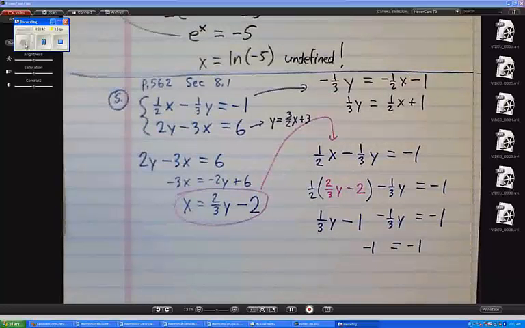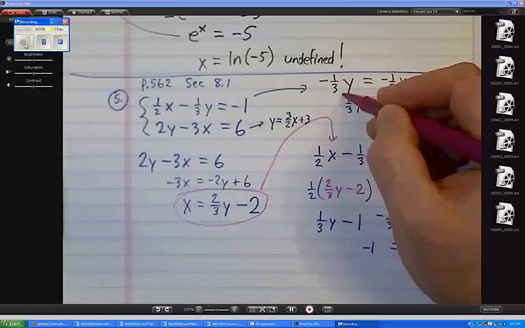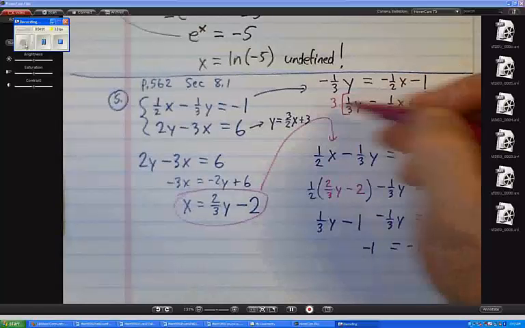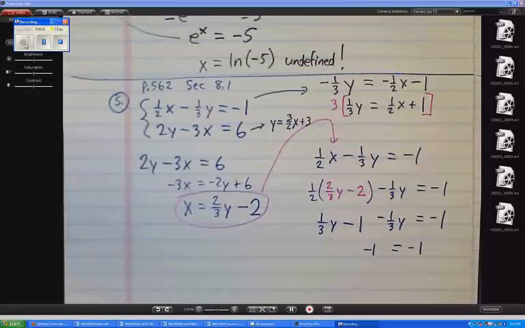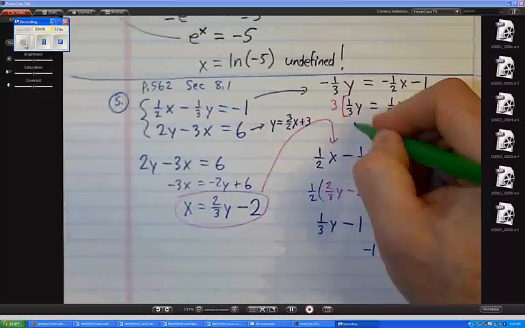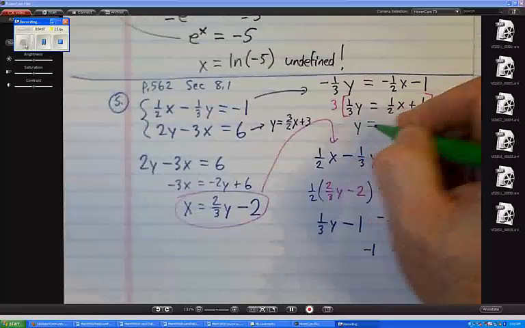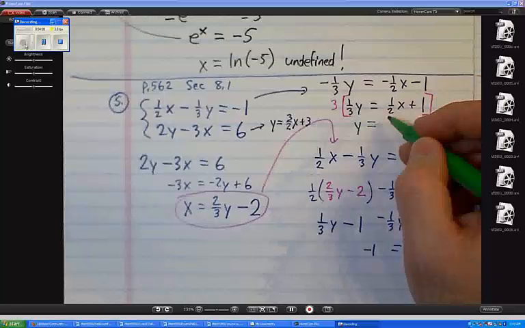Now I have to divide by 1/3, right? But I don't really divide by 1/3. What I do instead is I multiply by something. What do I multiply everything by? By 3. So when I do that, let's see what happens. We're going to take the entire equation here, and we'll multiply everything by 3, and let's see what we get. Well, we just get y equals what? 3/2 x, right, plus what?